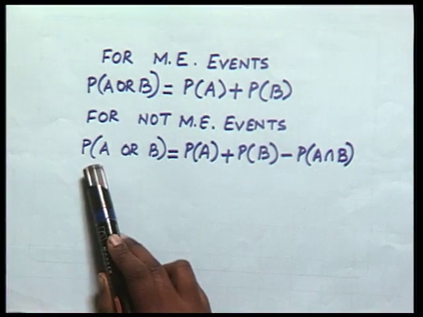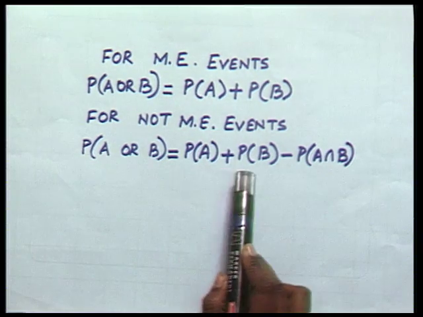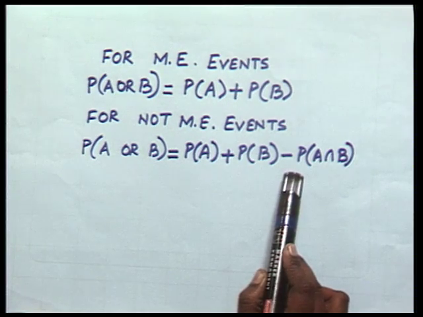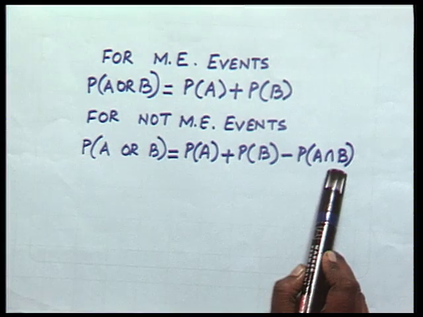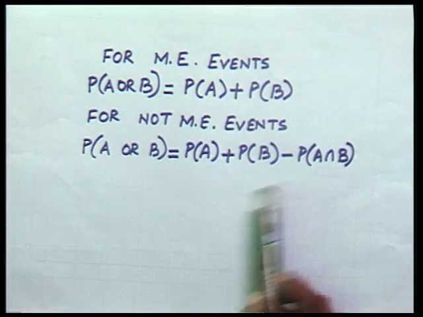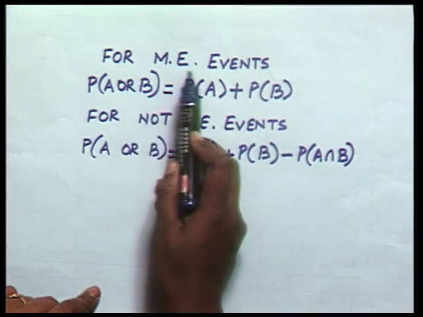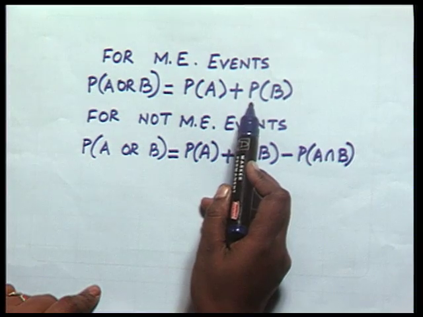For a compound event A or B, if A and B are not mutually exclusive events, then the probability of A or B is given by probability of A plus probability of B minus probability of A intersection B. But in case the events A and B are mutually exclusive events, then the set A intersection B will be a null set, which implies the probability of A intersection B will be equal to 0, and hence the probability of mutually exclusive events A or B is given by probability of A plus probability of B.